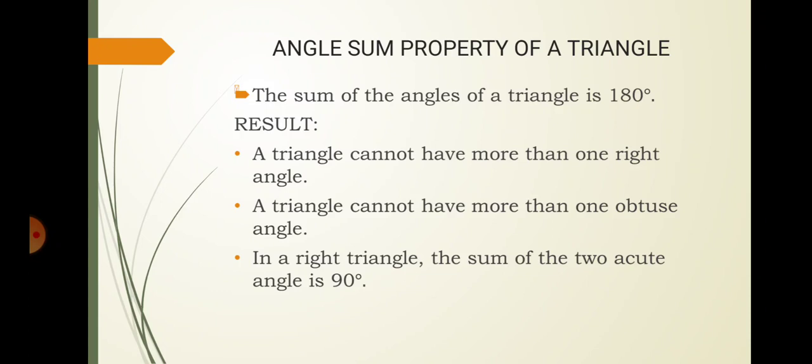In a right triangle, the sum of the two acute angles is 90 degree. In a right triangle, one angle will be exactly 90 degree. The remaining two should both be acute angles. And if you add the two acute angles, it will be exactly equal to 90 degree. Only then, if you add all the three angles, it will be equal to 180 degree. So that's all about our topic, the concept of triangles.